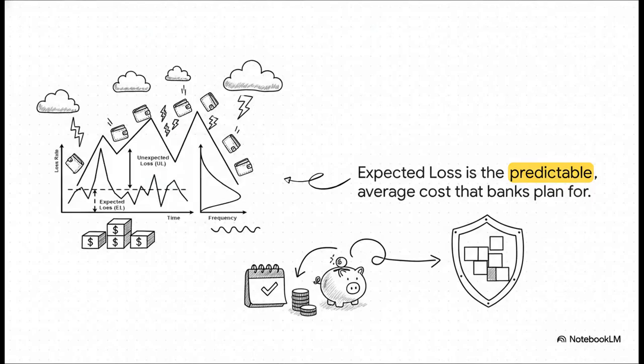And you can see that distinction perfectly right here. That dotted line represents the expected loss. It's the normal, predictable, baseline cost of doing business that a bank just plans for. The real trouble, the stuff that keeps them up at night, is the unexpected loss. Anything that spikes above that line. That's a much bigger problem, and that's what a bank has to cover with its capital reserves.